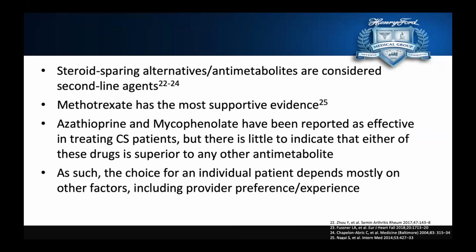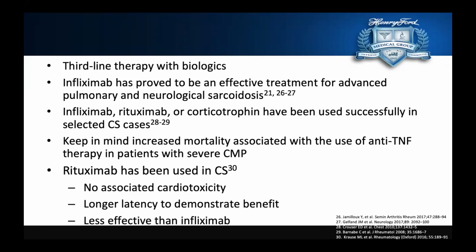Now, steroid-sparing alternatives or anti-metabolites are considered second-line agents, and this should make sense because often cardiac sarcoid patients require years of therapy, so the use of these steroid-sparing agents would be beneficial instead of prolonged steroid use. Methotrexate has the most supportive evidence, while azathioprine and mycophenolate have been reported as effective in treating cardiac sarcoid patients, but there's little to indicate that either of these drugs is superior. As such, the choice for the individual patient would depend mostly on other factors, including provider experience. Third-line therapy would be with biologics. Infliximab has been proved to be an effective treatment for pulmonary and neurologic sarcoid.